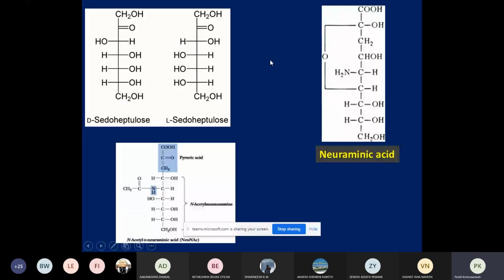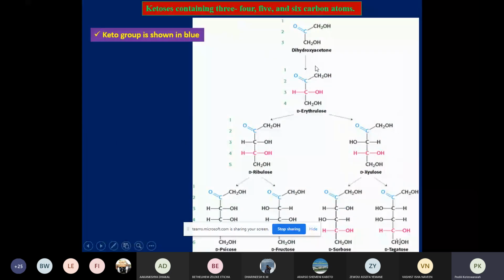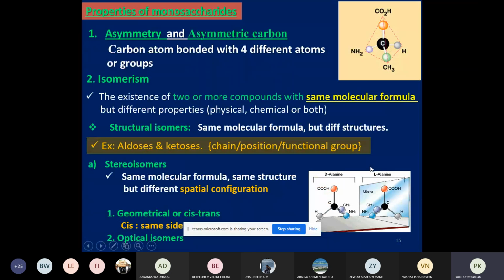Then coming to the keto group containing sugars, these are also known as the ketose family, and the simplest ketose is dihydroxyacetone. You can see here dihydroxyacetone. From dihydroxyacetone, when we introduce one more carbon, it becomes erythrulose. From erythrulose, when we introduce one more carbon, it becomes ribulose and xylulose. From ribulose, after introducing one more carbon, we get psicose and fructose. From xylulose, sorbose and tagatose. We will see how to remember these structures later.